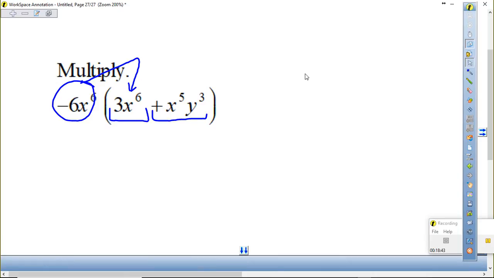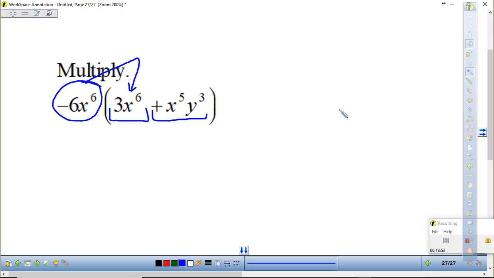Okay? Here we go. Yes? Right. When we're multiplying variables of the same base, what happens to the exponents? You add. Okay? So here we go. But the numbers you don't add. We multiply the numbers. So, what is negative 6 times 3? Negative 18. What is x to the 6 times x to the 6? X to the 12, because we're adding the exponents, right?